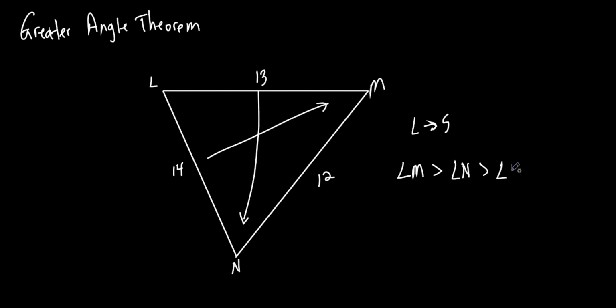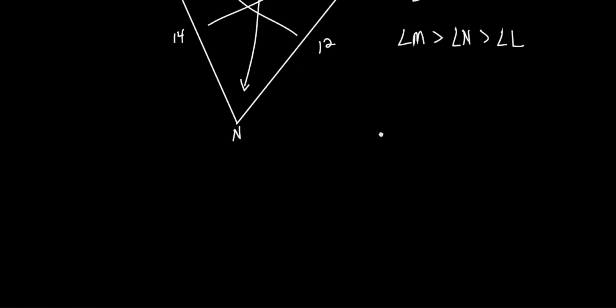Oh, my angles and my L's kind of look the same. I'll try to make it look like an L. There we go. See what I just did? This goes from largest to smallest. Angle M is the biggest one. Angle N is the middle one. And angle L is the smallest one. How did I know that? Because of what sides they're opposite. The biggest angle is opposite the biggest side. Okay? The smallest angle is opposite the smallest side. And of course, the one in the middle is opposite the side that's in the middle. Make sense?